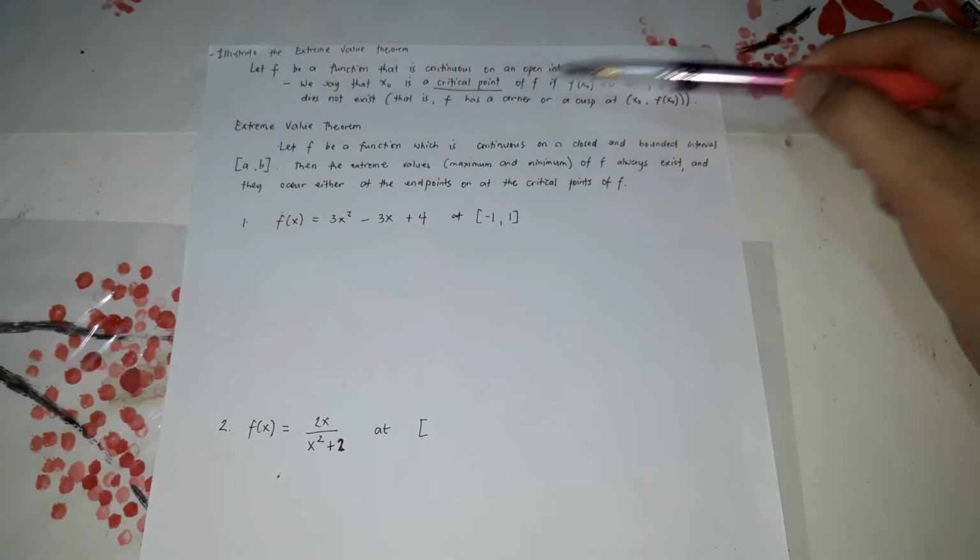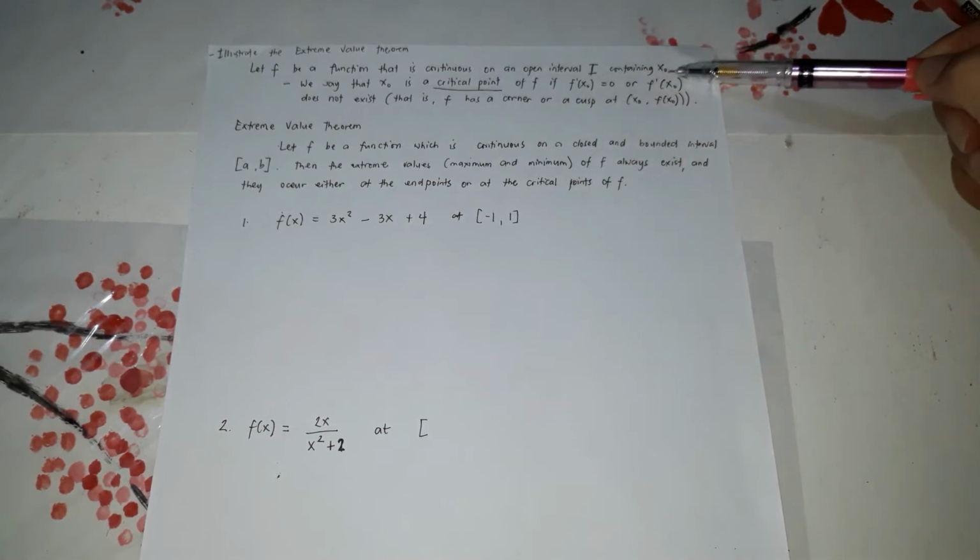Today we're going to illustrate the extreme value theorem. So first we're going to define what is a critical point. Let f be a function that is continuous in an open interval I containing x sub 0.